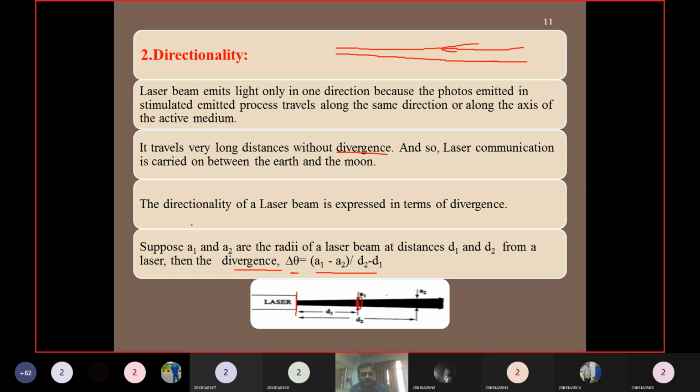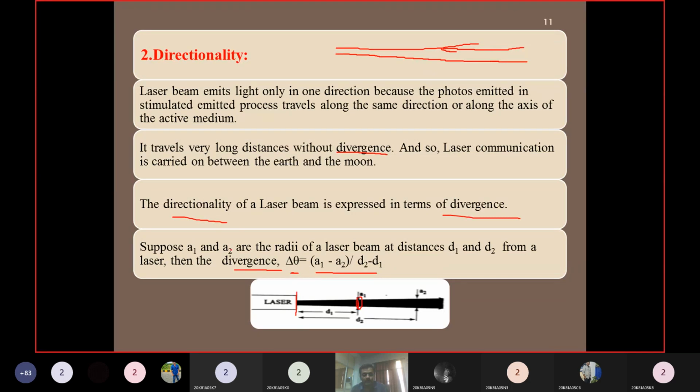Now the next one: the directionality of the laser beam is expressed in terms of divergence. If divergence is more, directionality is less; if divergence is less, directionality is more. In the case of lasers, divergence is very less, so the directionality is very high.